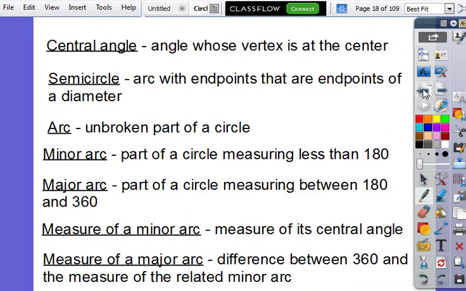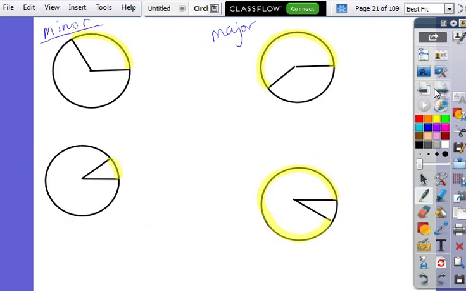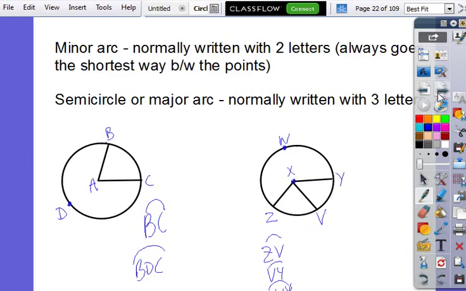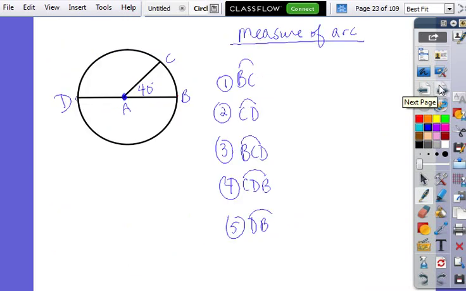The measure of a minor arc down here says it's the measure of the central angle. Central angle again is when it goes to the center and comes back out. So if I'm looking at this one for BC, which is this part right here, it matches what central angle inside there? 40. So then that means BC has to be 40 degrees.